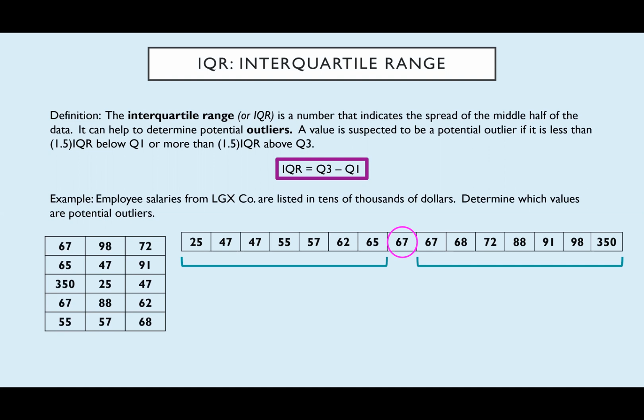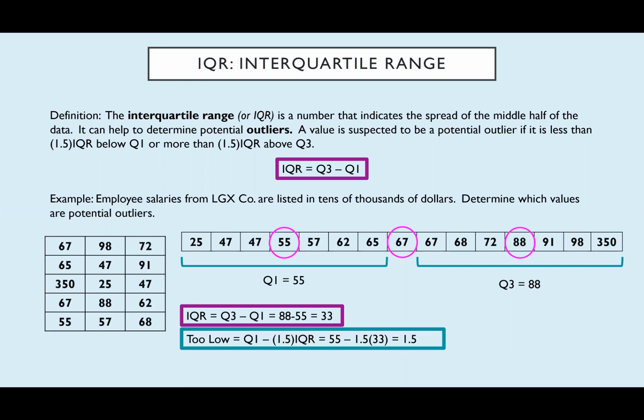And then we're going to determine Q1 and Q3. We have 7 values in the lower half and 7 values in the upper half. Because I have 7 values, that means my Q1 is actually going to be a number from the list, 55. Similarly, Q3 is 88. So now we're ready to compute the IQR. The IQR is Q3 minus Q1, which for us is 88 minus 55, giving us 33.